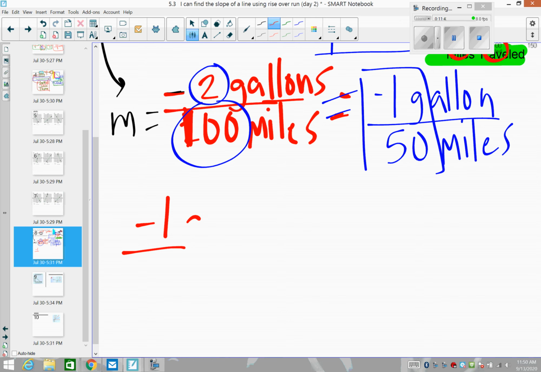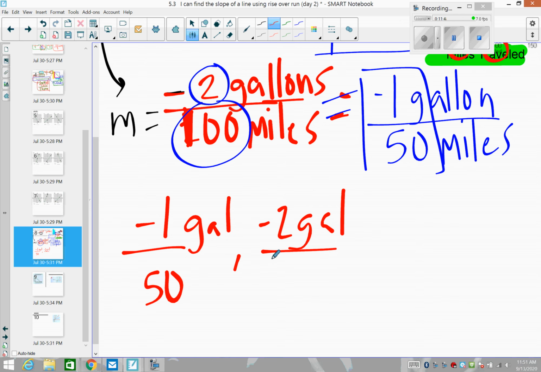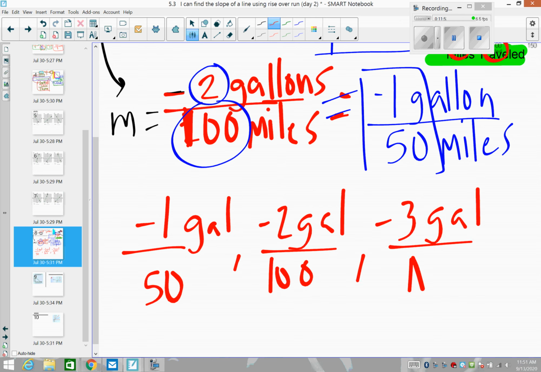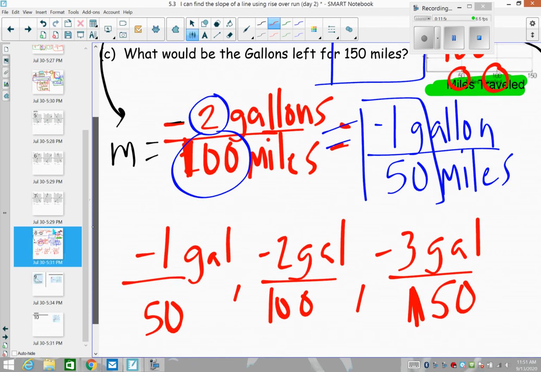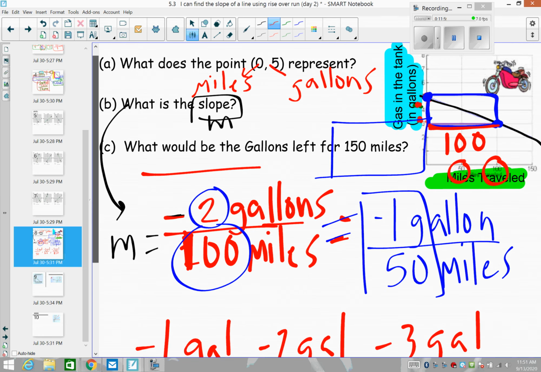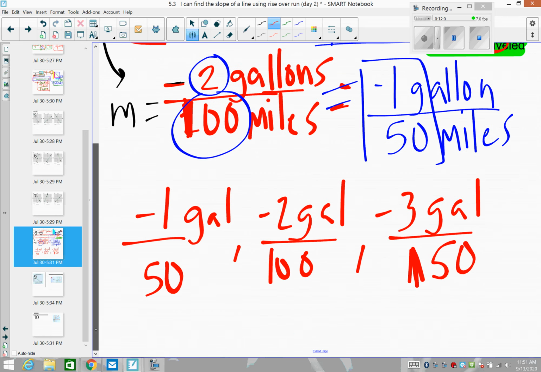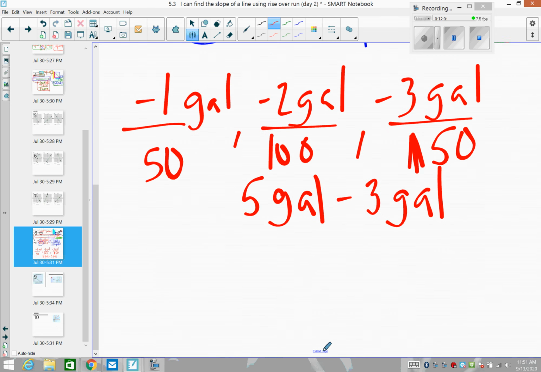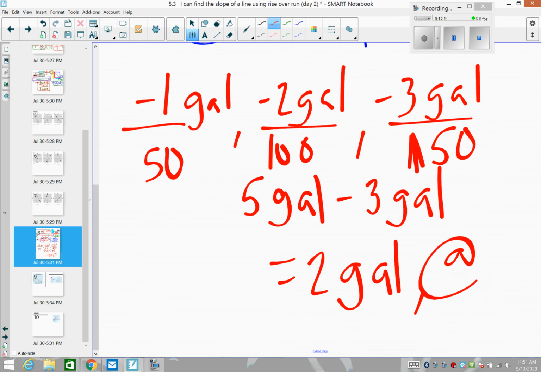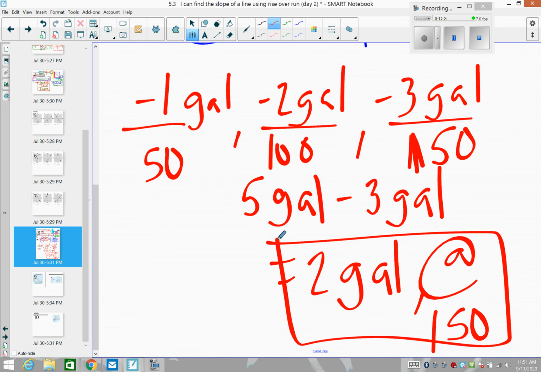1 gallon for 50 miles means that we would lose 2 gallons in 100 miles, 3 gallons in 150 miles. So they're asking how much would be left at 150 miles. So 5 gallons is what we started with. Take away the 3 gallons would mean that there's only 2 gallons left at 150 miles. So any way you slice it to get to that understanding of what's happening.